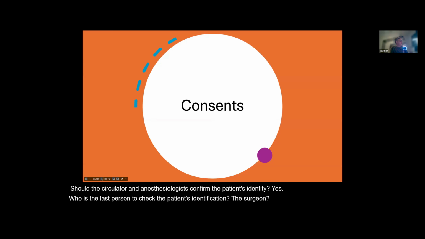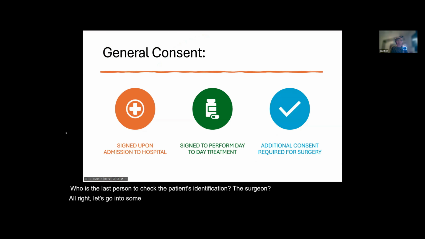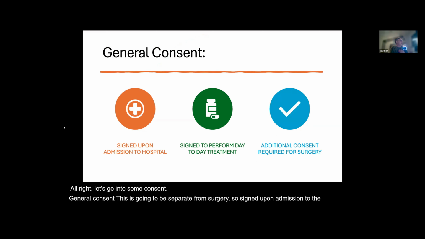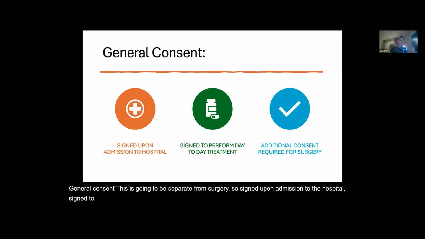All right, let's go into some consents. General consent, this is going to be separate from surgery. So it is signed upon admission to the hospital, signed to perform day-to-day treatment, and then, as you see, additional consent is required for surgery.